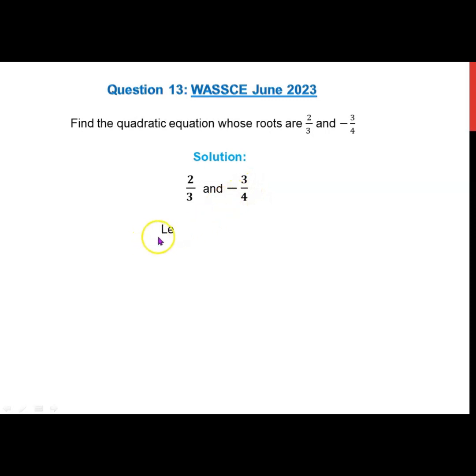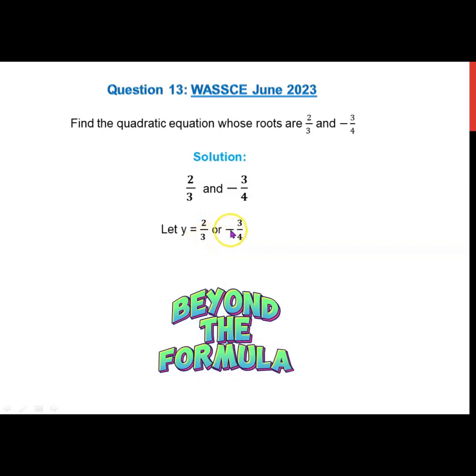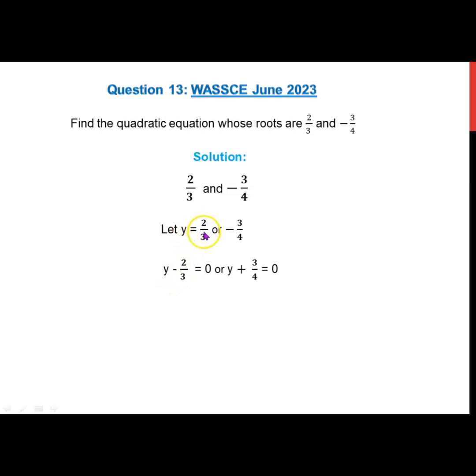Let y equal 2/3 or minus 3/4. Now we see that y equals 2/3 here. Bring this 2/3 to the left hand side of the equality. It should now become negative, that's why I have a negative here. And what remains at the right side of the equality? It remains 0. That's why I have the 0 here.